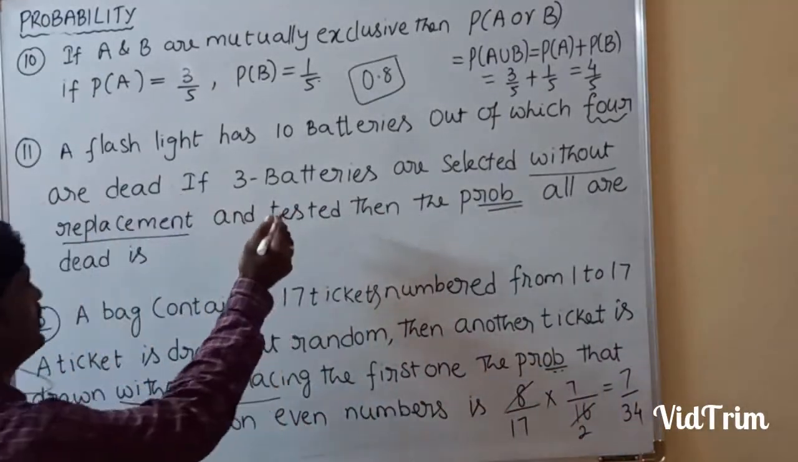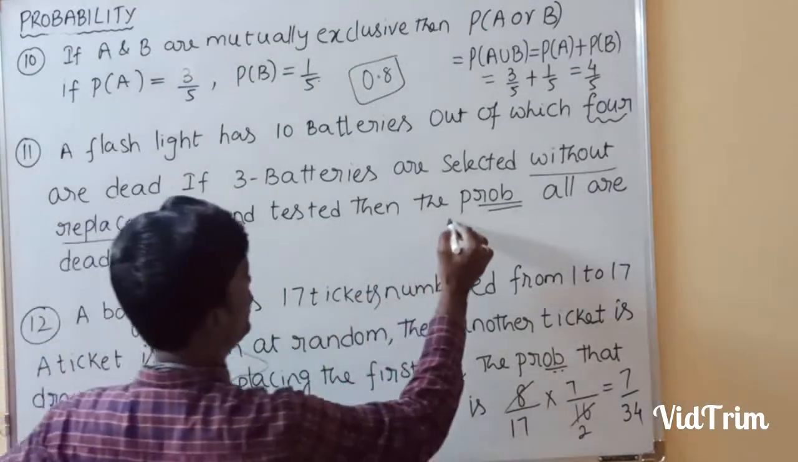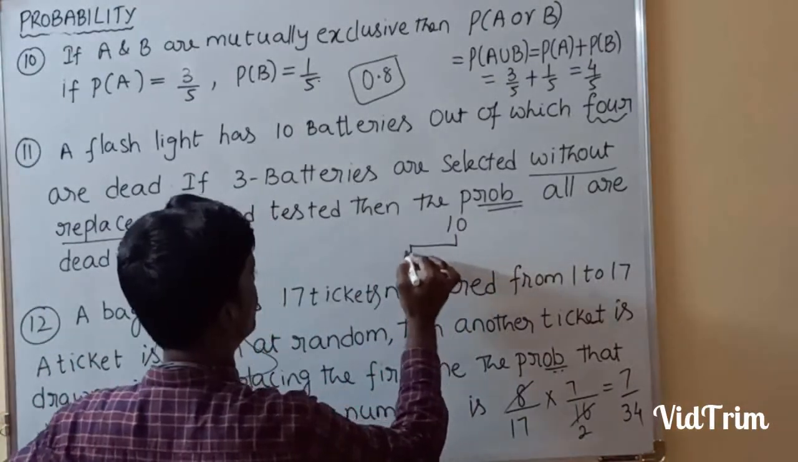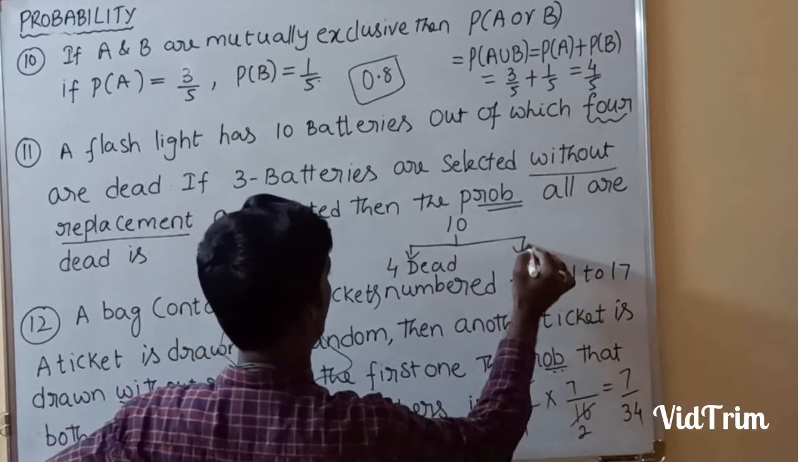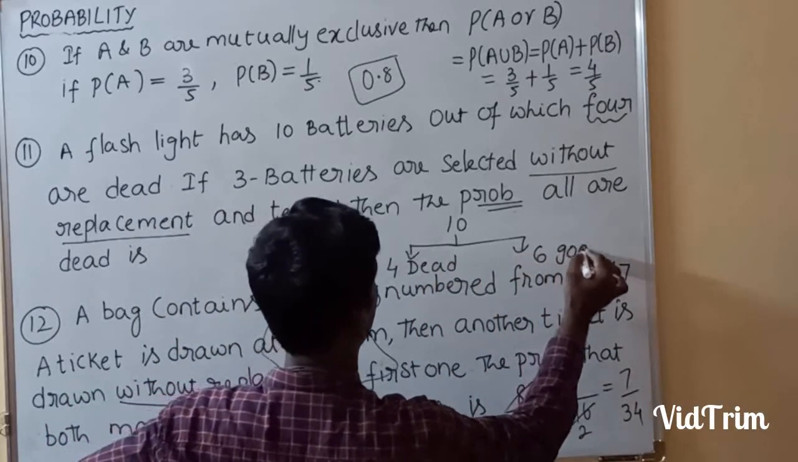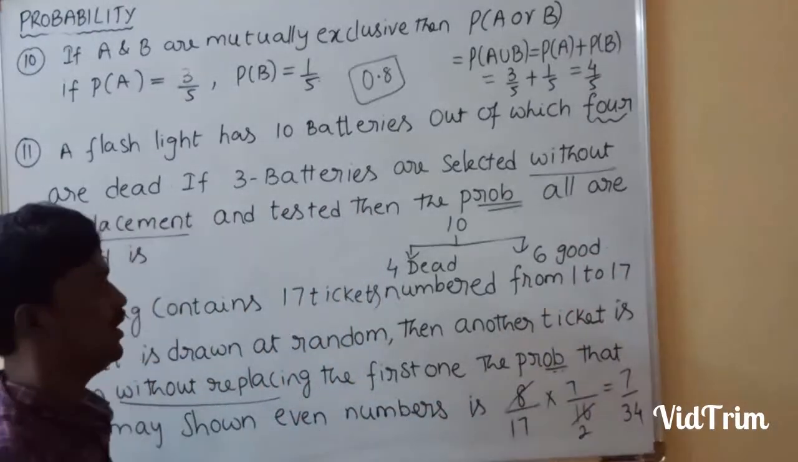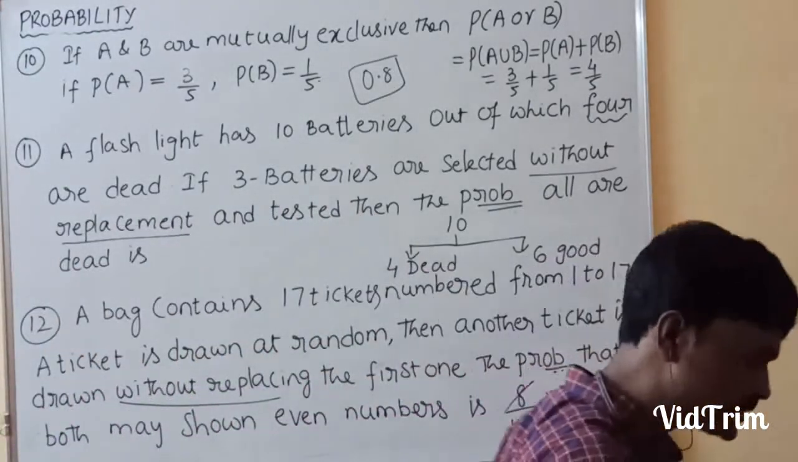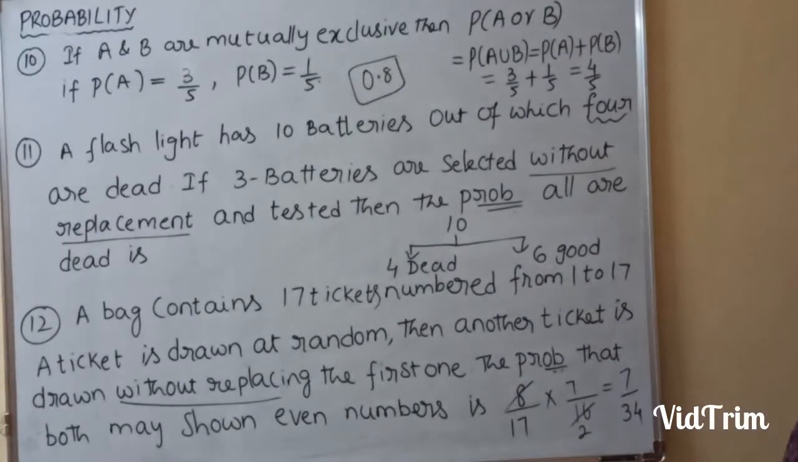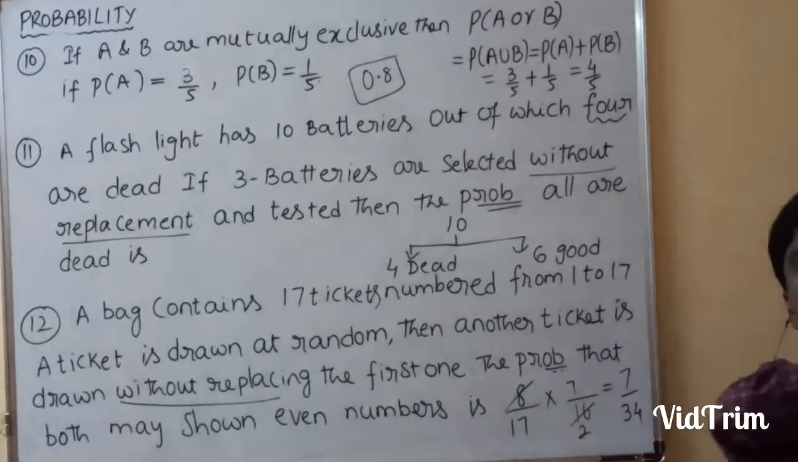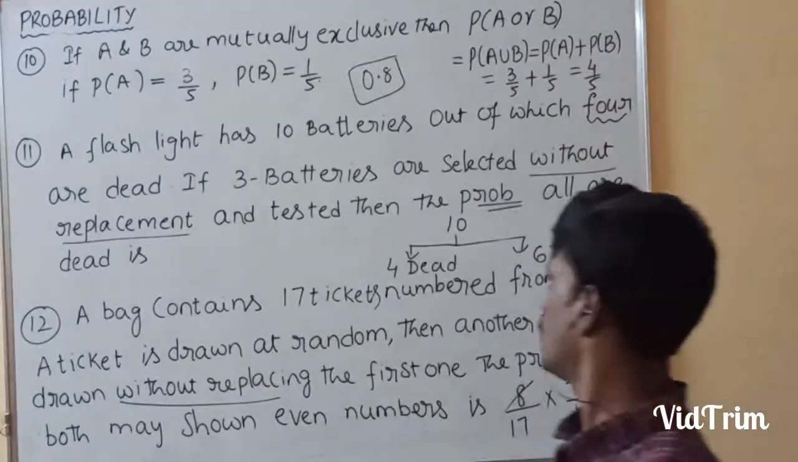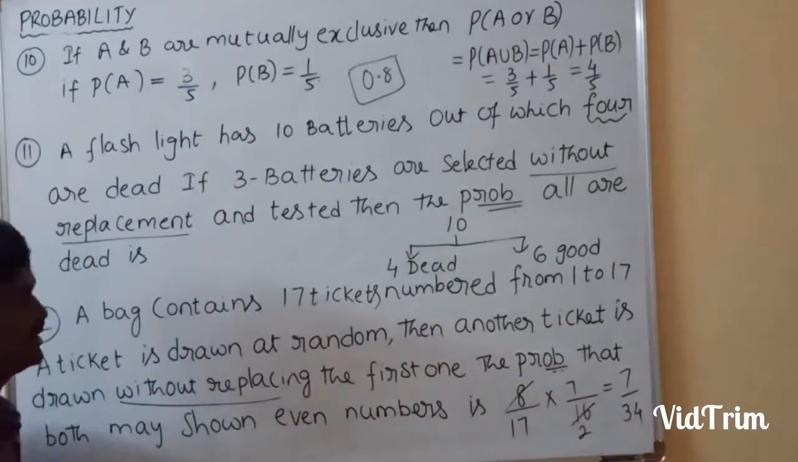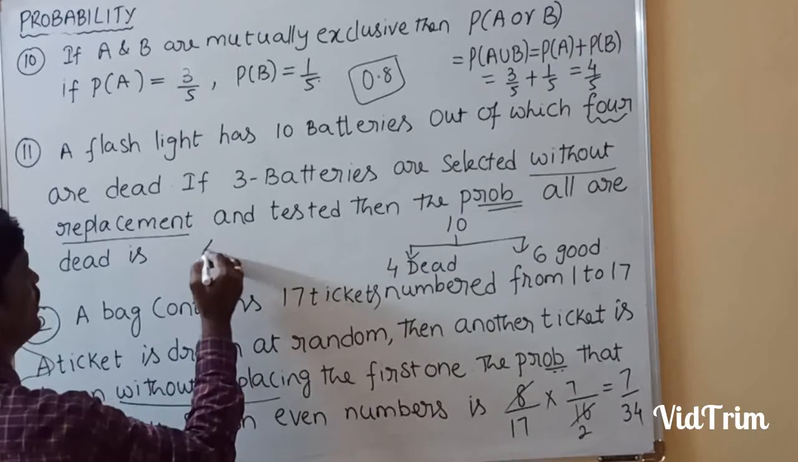So total 10 batteries are there, out of which 4 are dead. That means the remaining 6 are good only. Now we have drawn 3 batteries, one after other without replacement. What is the chance that all 3 are dead? All 3 batteries are dead. So what is the chance that first battery is dead? 4 upon 10. Correct?